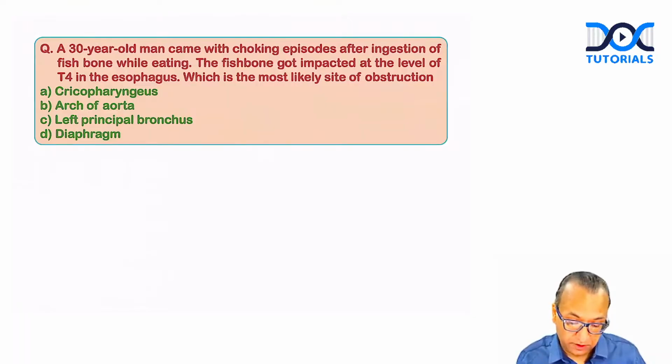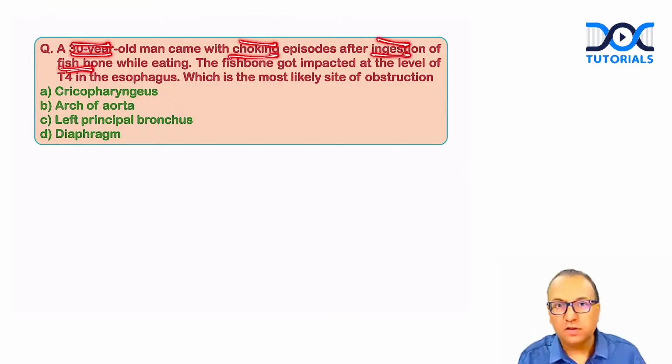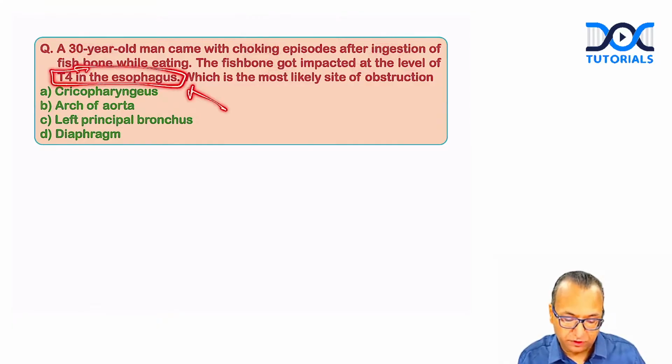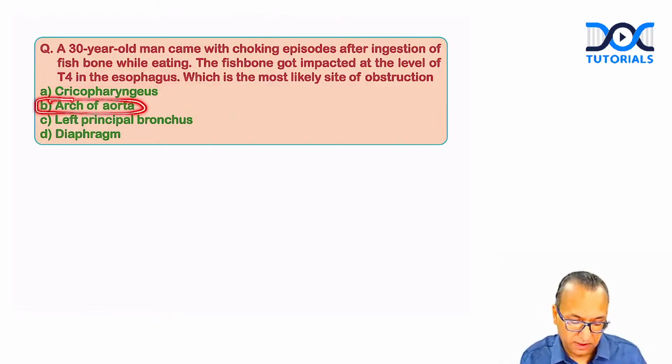Now, what about this question? A 30-year-old man, choking episode after ingestion of fishbone. They are very fond of fishbone these days. And the fishbone got impacted at the level of T4. Now, maybe these questions appear casual, but they're not casual. You have to be very careful about such questions. But anyway, you know T4, so I'll take the answer as arch of aorta.